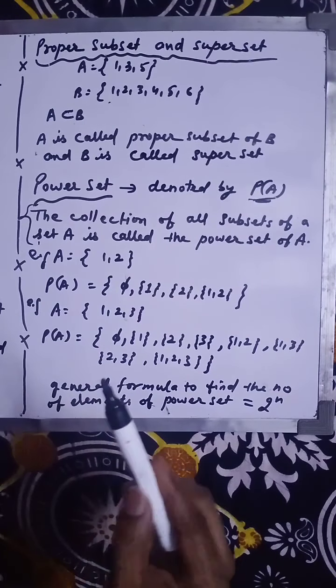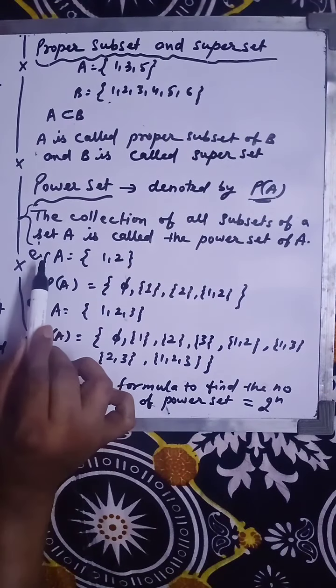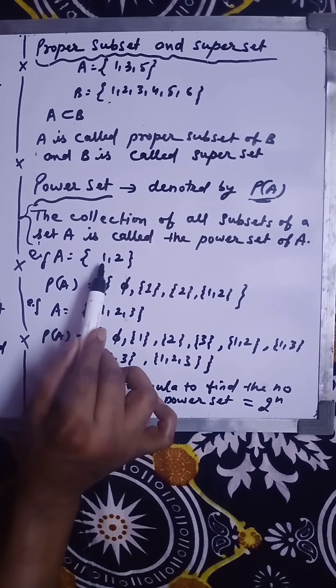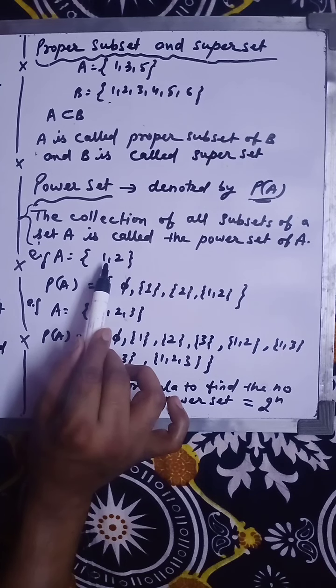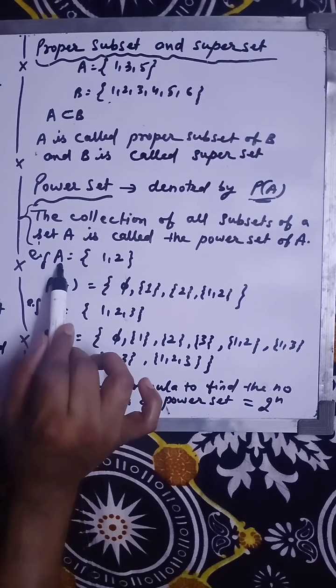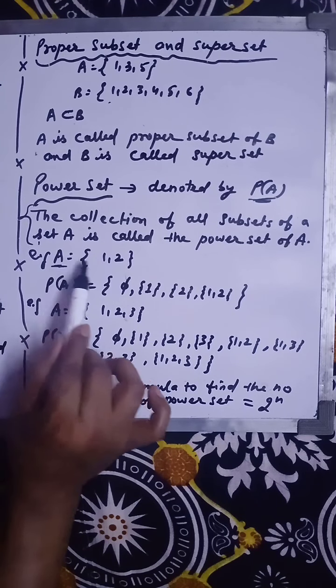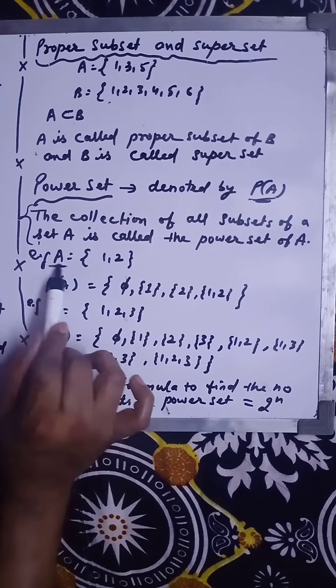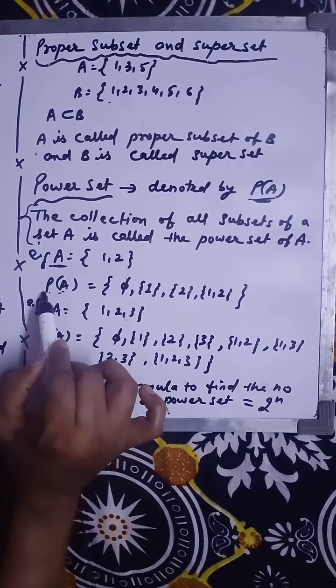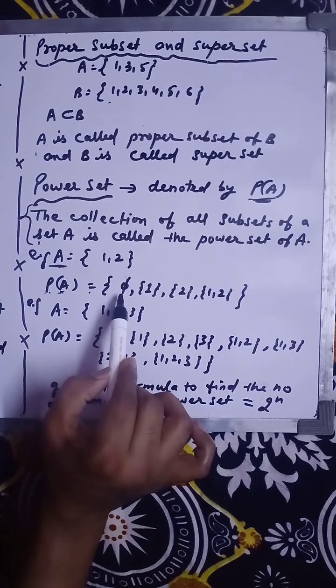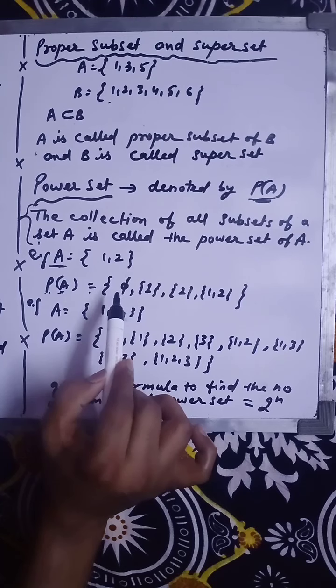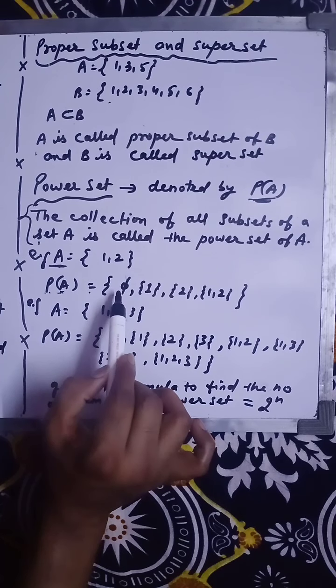Let me give some example. For example, A is a set in which two elements are coming, 1 and 2. And if I have to write the power set of this set A, the power set is represented by this symbol. Power set is equal to: the first element you have to write is phi, because phi is a subset of every set. So the first element will be phi.